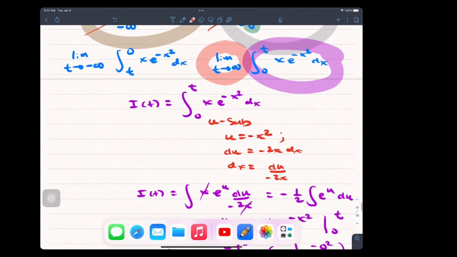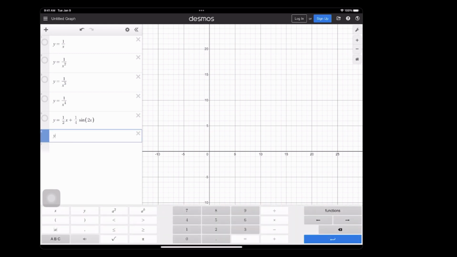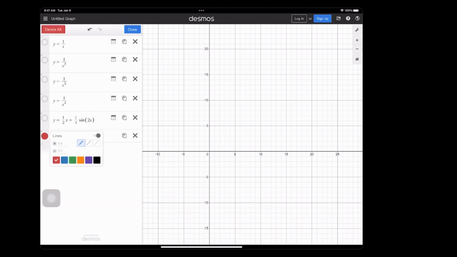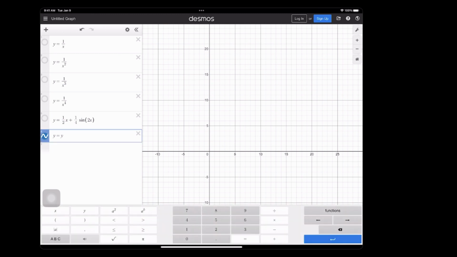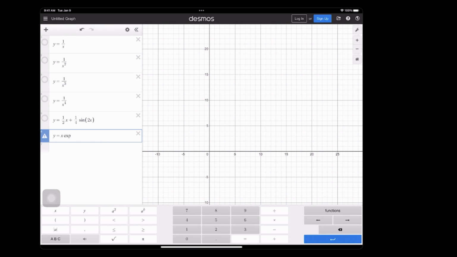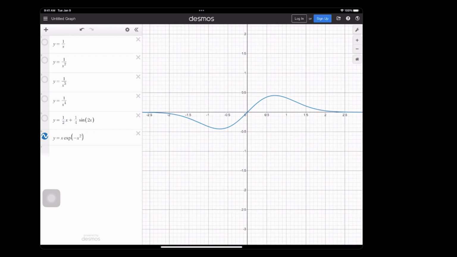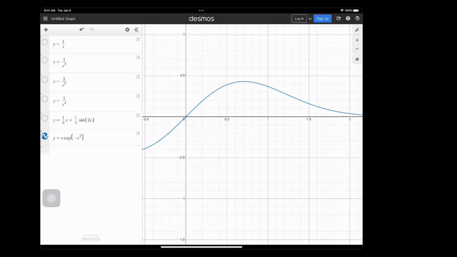So let me do something here. Let's look at Desmos. And I want to change the color. That's e, I think it's exponential. That's going to be minus x squared. Okay, that's what I suspected. What do you think that means? Remember, area to the right is all those approximating rectangles. Area to the right is 0. Do you see that there?